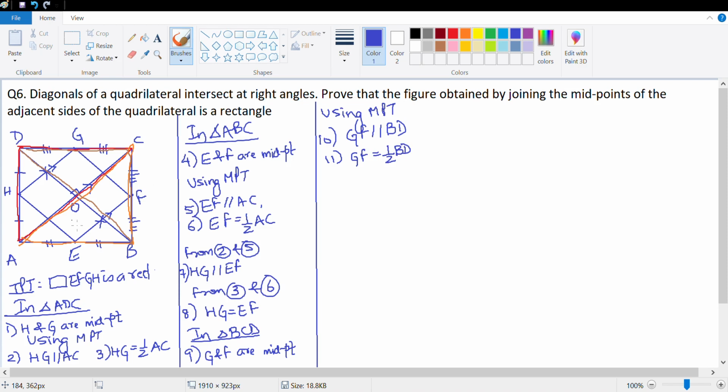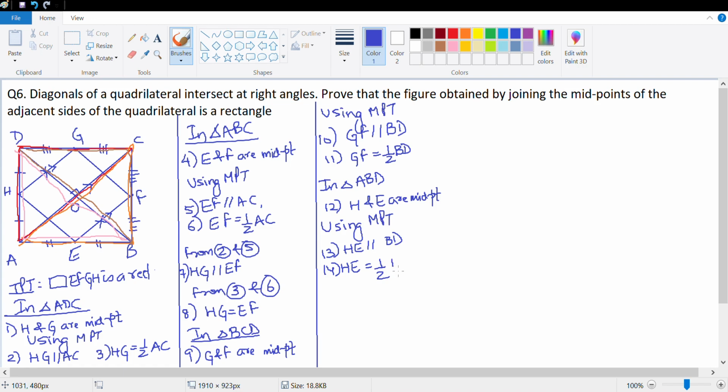We'll do exactly the same thing with the last triangle, which is triangle ABD. Let's look at this now. So in triangle ABD, number 12 is H and E are midpoints. So using the midpoint theorem, number 13, I get HE is parallel to BD, and number 14, HE is equal to half of BD.